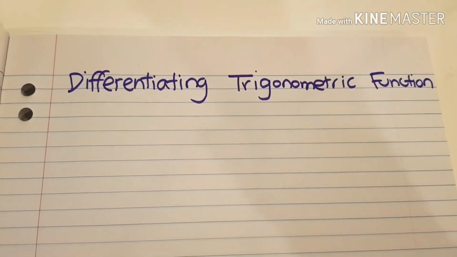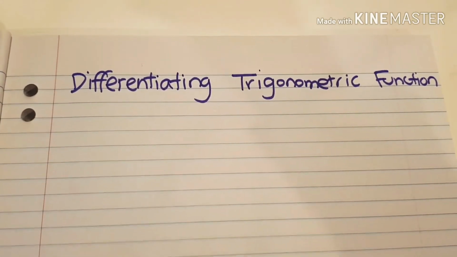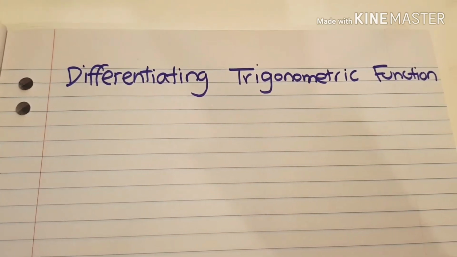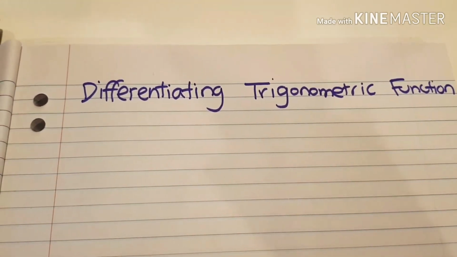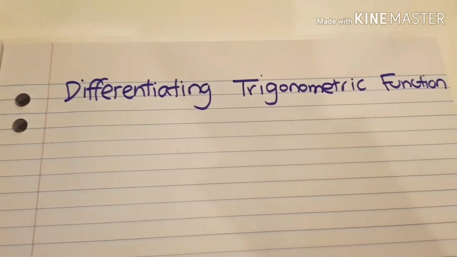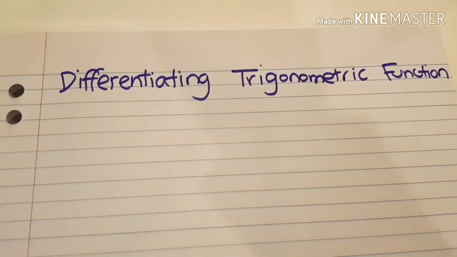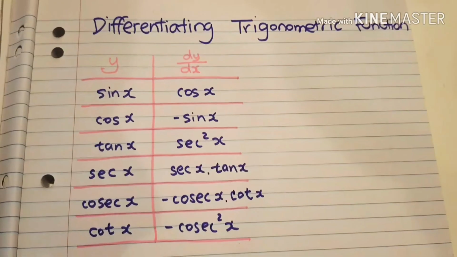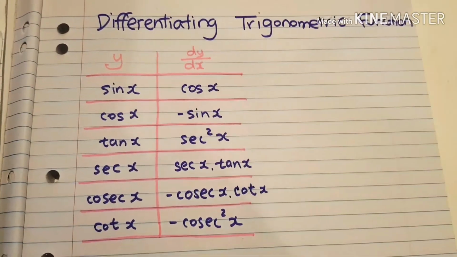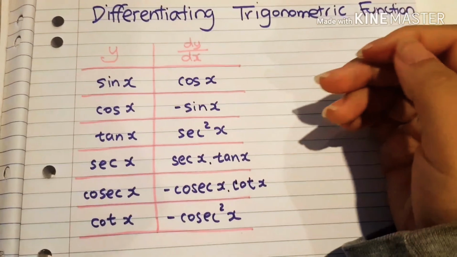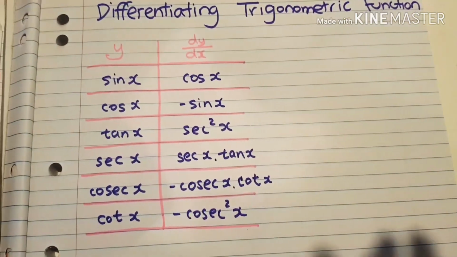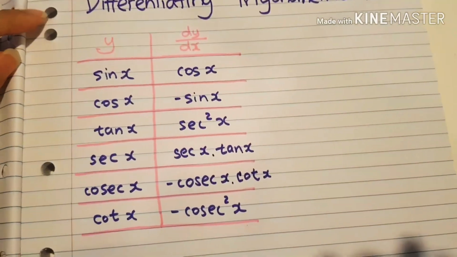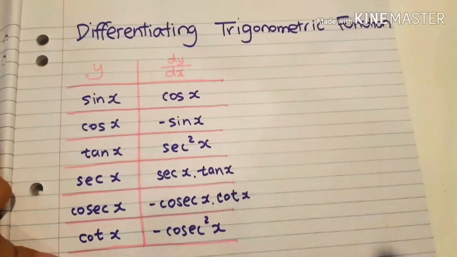Okay, today we're differentiating trigonometric functions. Trigonometry, we learned it in the past years: sine, cosine, tangent, and so on. And we can actually differentiate those things. Okay, people, here's the differentiated version of sine, cosine, tangent, and everything. So please copy these things down.